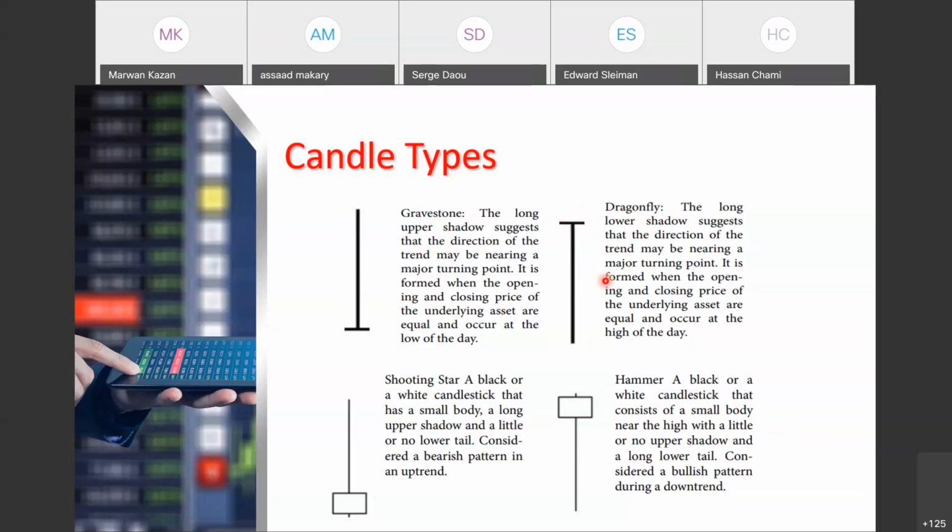Another is the shooting star. Basically the same as a gravestone, but there is a small difference. And a hammer is this one, also called a hanging man. Now we're going to talk about the hanging man. It's basically the same and shows you the same thing. So the price opened here or here, went up, then we have big buying, or it took it down again.